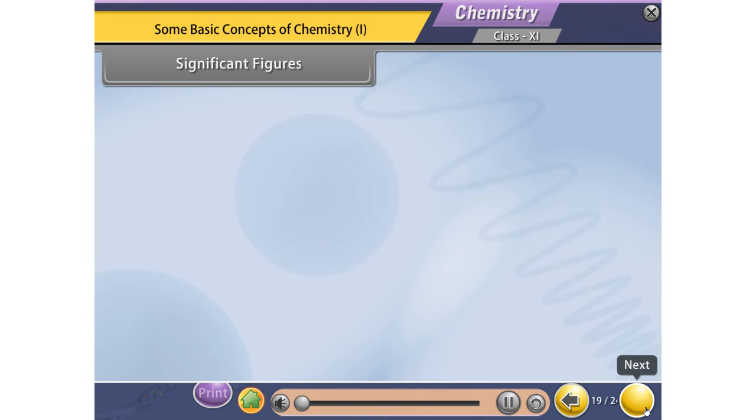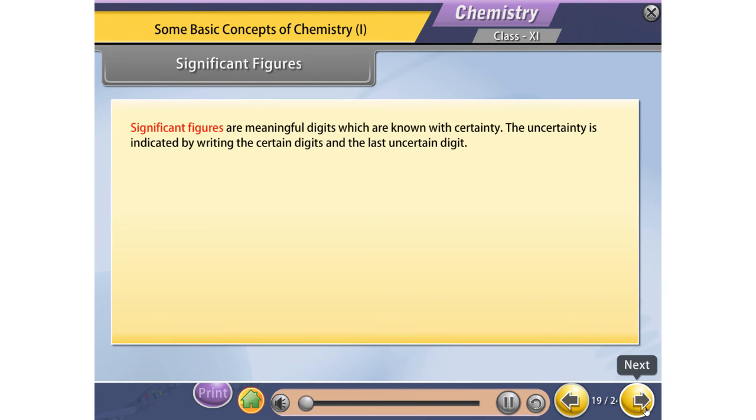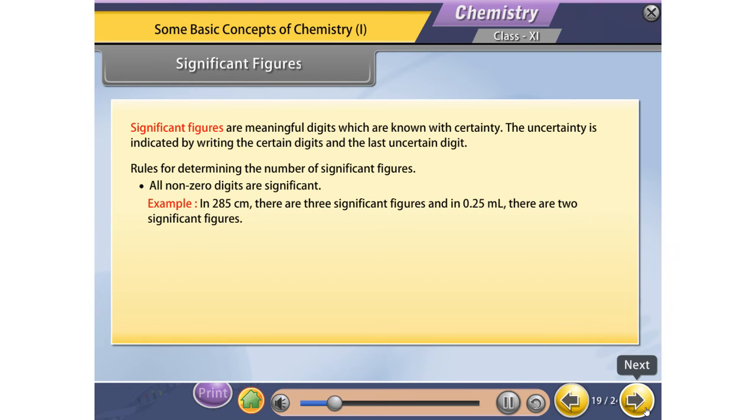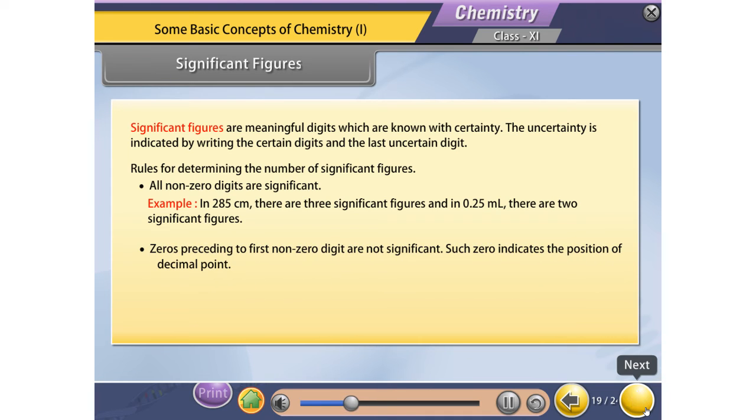Assessment. Significant figures. Significant figures are meaningful digits which are known with certainty. The uncertainty is indicated by writing the certain digits and the last uncertain digit. Rules for determining the number of significant figures. All non-zero digits are significant. Example, in 285 centimeter, there are 3 significant figures, and in 0.25 milliliter, there are 2 significant figures. Zeros preceding the first non-zero digit are not significant. Such zero indicates the position of decimal point.